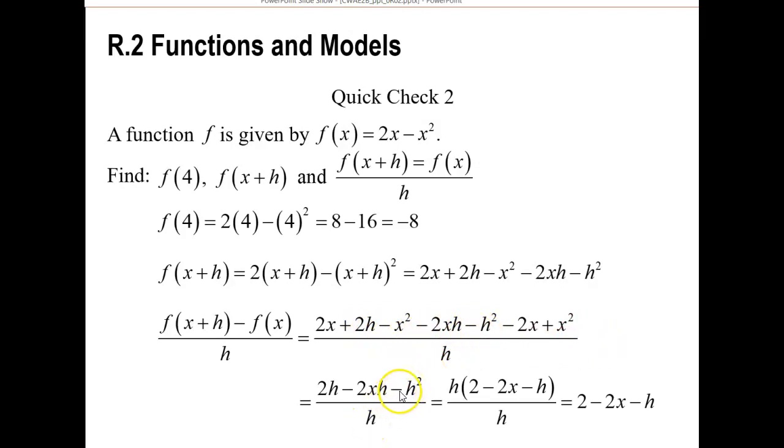That's the step that they didn't show in the last example. Divided by the h. Then the h would get factored out, leaving 2 minus 2x minus h in the parentheses. Then the h's can cancel, so you get 2 minus 2x minus h. This is something you will have to know how to do later on when we get into the calculus chapters. It's involved in one of the main definitions. So being able to simplify it and get through the algebra is important.